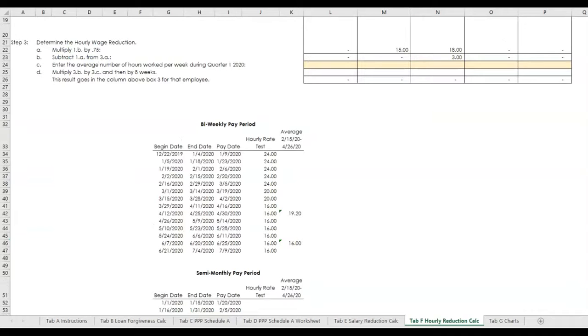If you have more than 5 employees whose rates were reduced during your covered period, you can keep a record of the results of these entries and replicate them with your additional employees. If you would like a version of this workbook that includes additional employees, please reach out to me and I can revise the workbook to accommodate your company's size.